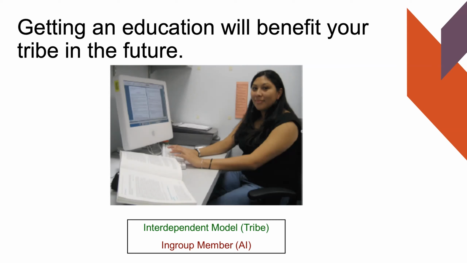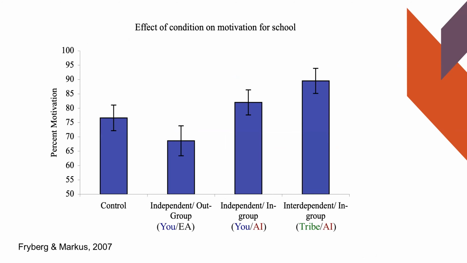And then they were asked questions about their motivation for success, their academic achievement, and things like that. And here's basically what they found. So here's the effect of having a prime, which just goes back to representation, on students' motivation for school. And you can clearly see, looking at the bars here, that the prime that has the most powerful effect on student motivation is the interdependent model, when you see a Native person who looks like you. Everybody with me on that?